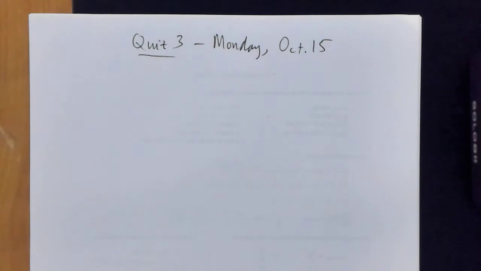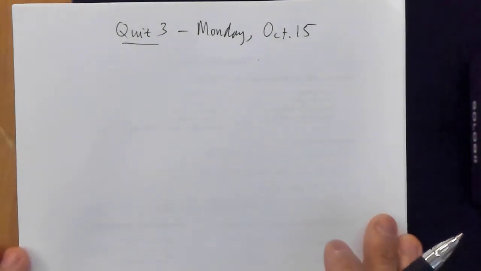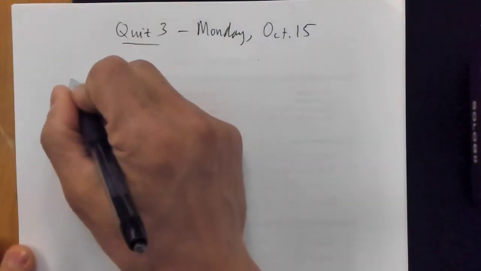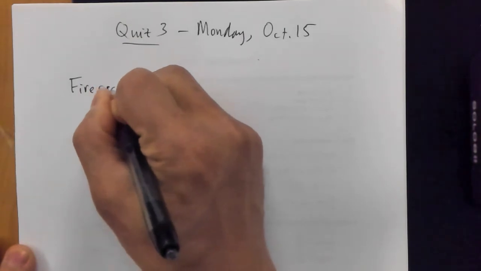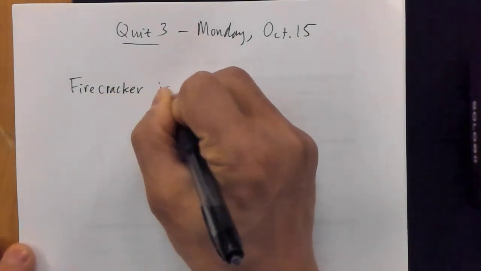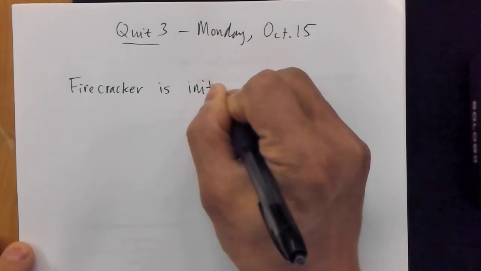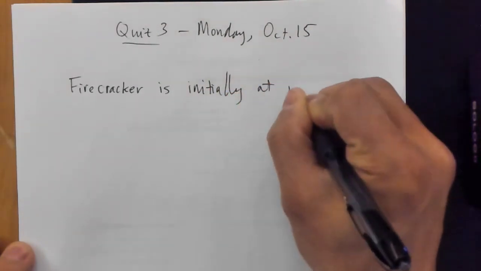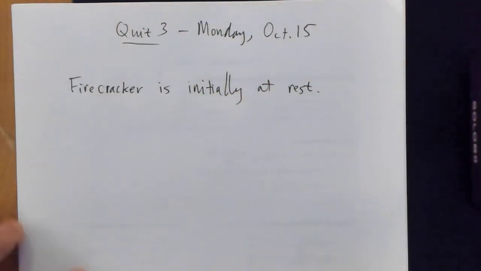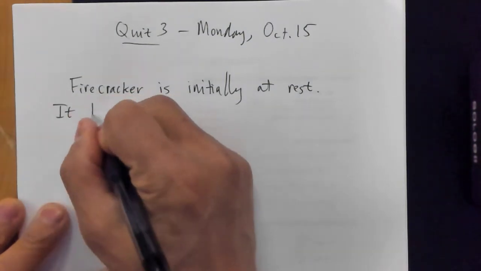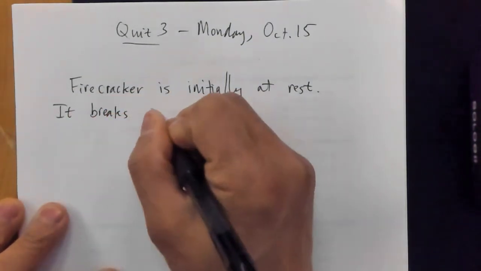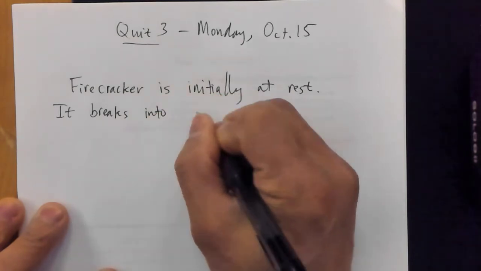Okay, there were some requests to talk about some explosion problems. You have conservation of momentum explosion problems. So in your homework, you have a firecracker problem. Let's talk about that. Let's do an example. Let's say a firecracker is initially at rest. Let's say it breaks apart into 3 pieces.